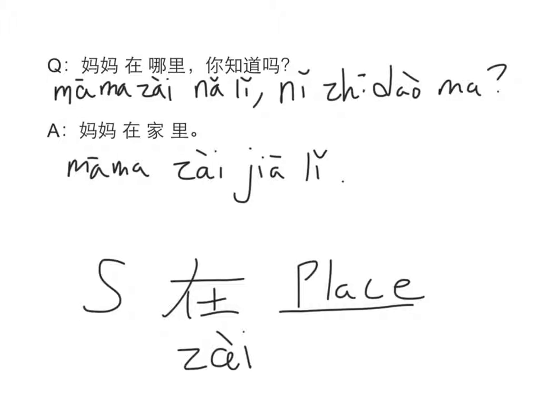Alright, so let's take this for example. Not necessarily a place, but you could always ask for people. Here I'm asking about Mama. Mama 在哪里? 你知道吗? So where's Mom? Do you know? Mama 在家里. Mom's at home. Okay, and to locate something, all you need is 在, to be at a place. So S for subject, and then the place or wherever that thing is, right after 在. So Mama 在家里. Alright?